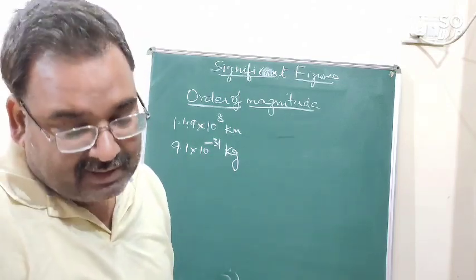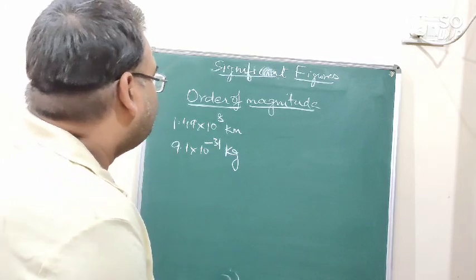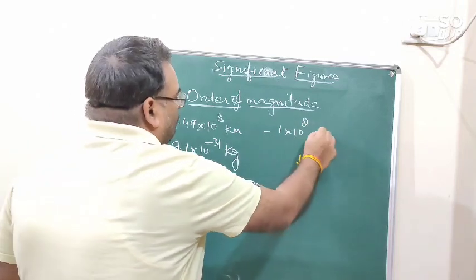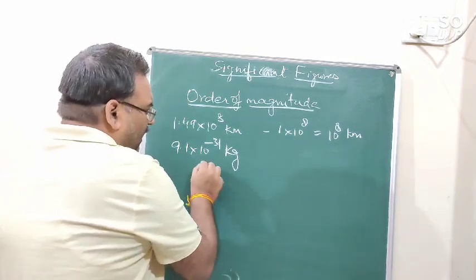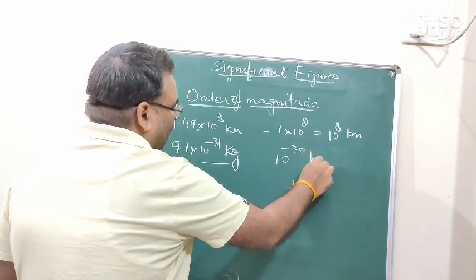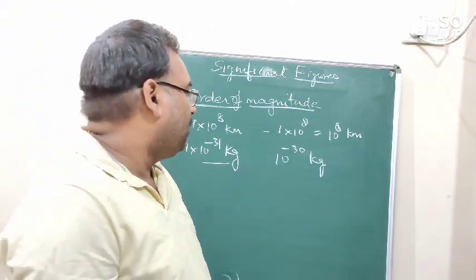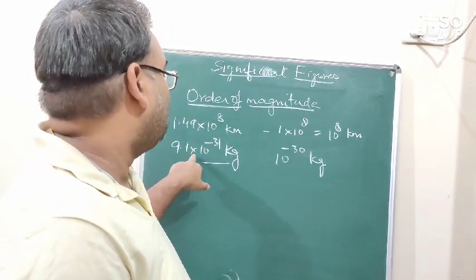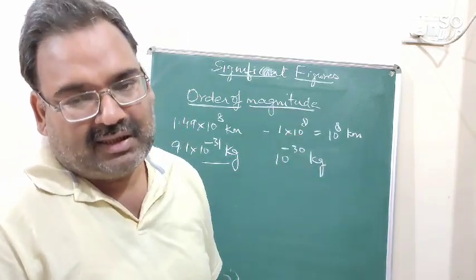तो हम इनका क्या निकालेंगे? Order of magnitude. तो इसका order of magnitude क्या होगा? 10 raised to power 8 kilometer. इस वैल्यू का order of magnitude क्या होगा? 10 raised to power minus 30 kilogram. So the first value will have the order of magnitude of 10 raised to power 8 kilometer. The second value, the mass of the electron, 9.1 into 10 raised to minus 31 kilogram, its order of magnitude will be 10 raised to power minus 30 kg.